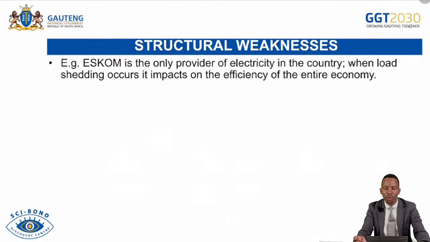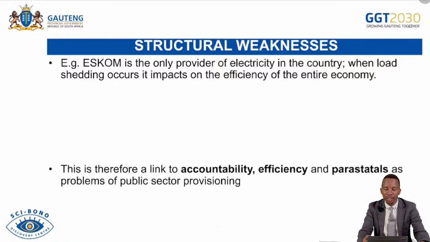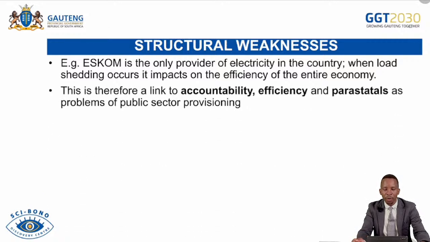And then we continue with the structural weakness. For instance, we talk about Eskom being the only provider of electricity in South Africa. When load shedding occurs, it impacts the efficiency of the entire economy. Whenever we come across load shedding, there will be inefficiency in the economy because businesses might not be able to produce and markets might not be able to function. This is therefore a link to accountability, efficiency, and parastatals as problems of public sector provision.